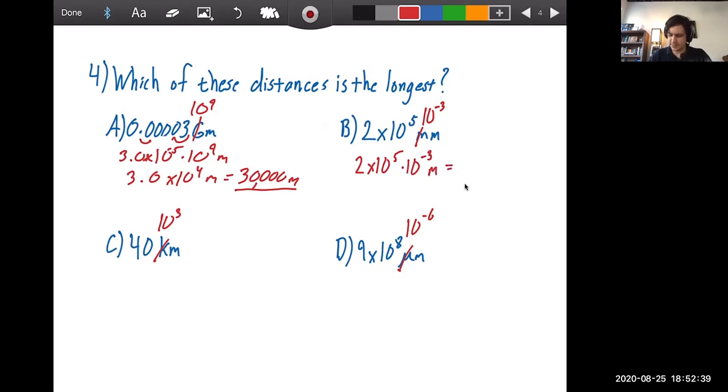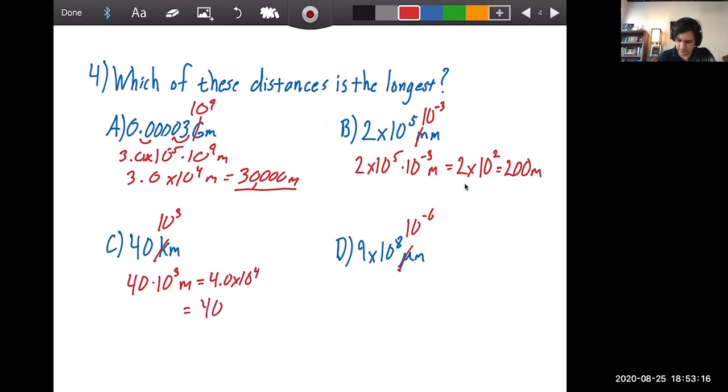10 to the 5th times 10 to the minus 3. 5 minus 3 is 2. That gives me 2 times 10 squared equals 200 meters. All right, now down to our 40 kilometers. So we have 40. The kilo means times 10 to the 3rd, so times 10 to the 3 meters. 40 times 10 to the 3 would be 4 times 10 to the 4th, which equals 40,000, 1, 2, 3, 4 zeros, meters.